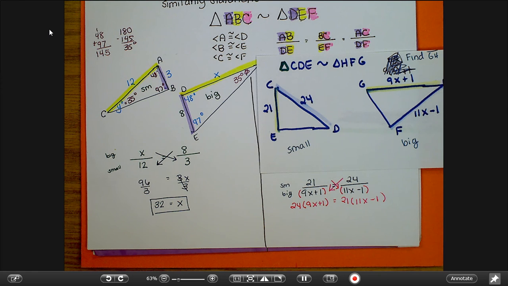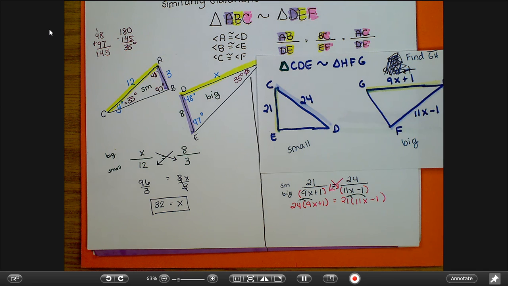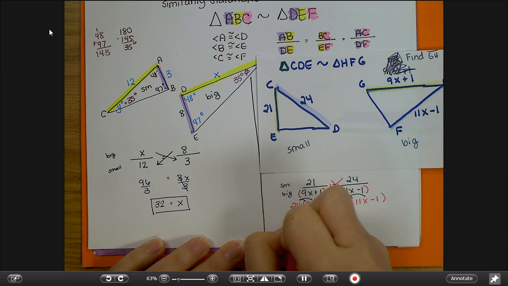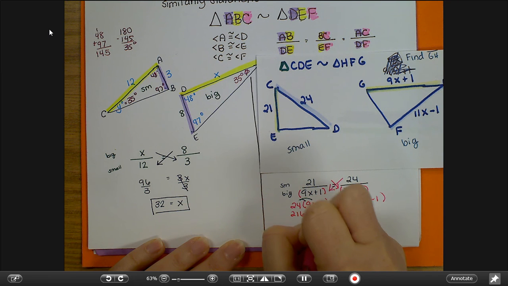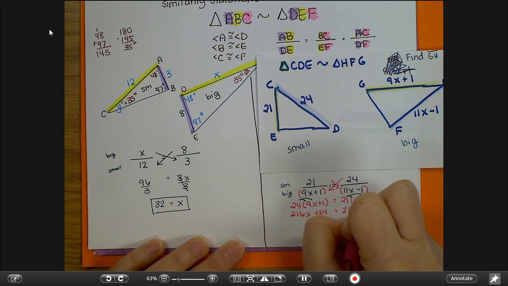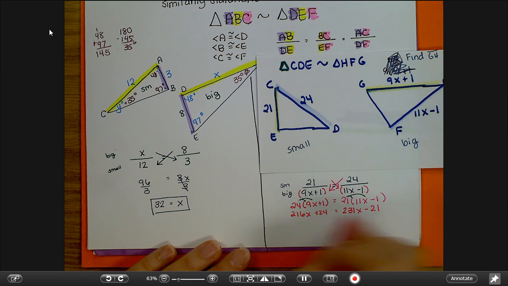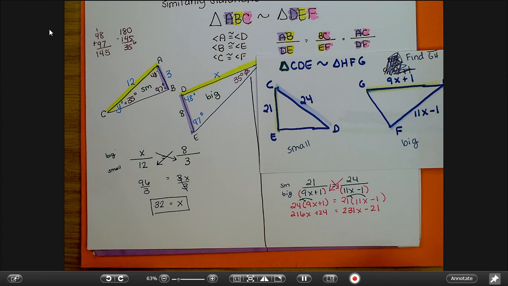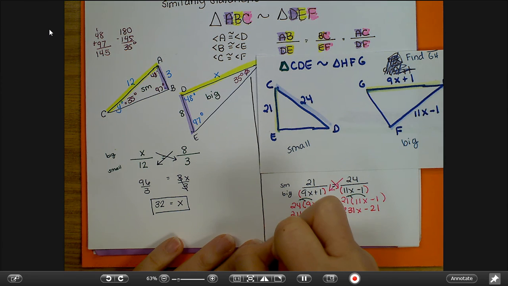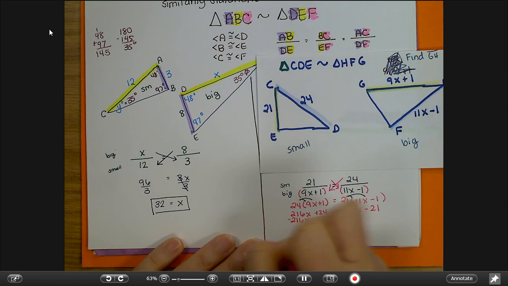Okay, and you can see hopefully that we need to use the distributive property on each side of the equal sign. So we're going to have 216x plus 24 equals 231x minus 21. All right, from this point you have 4 things you could choose to do first. I'm going to choose to subtract 216x to get all of my x's together.